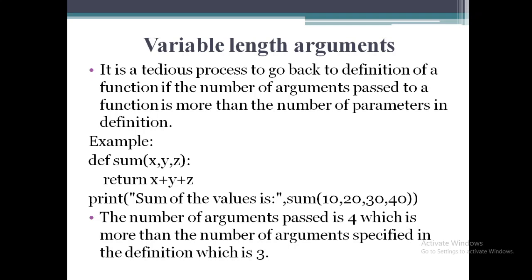But when the function is called, you see sum of 10, 20, 30, 40, right? So there are four arguments passed, while three parameters are defined in the function definition. So it's actually a violation, right? Normally a function cannot process more parameters than what is defined in the definition. That is a violation of syntax. But Python is actually providing a way.